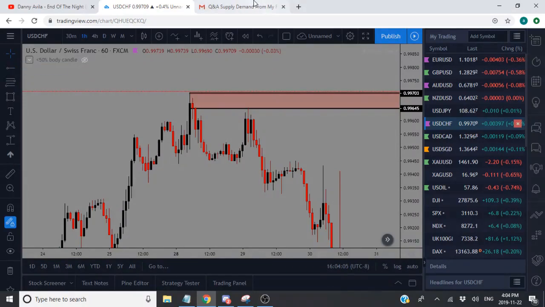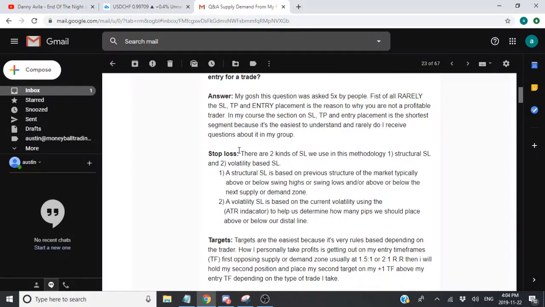Well, there's two types. Here we talk about it right here. Stop loss. There are two kinds of stop losses that we use in this methodology. There is a structural stop loss and a volatility-based stop loss.